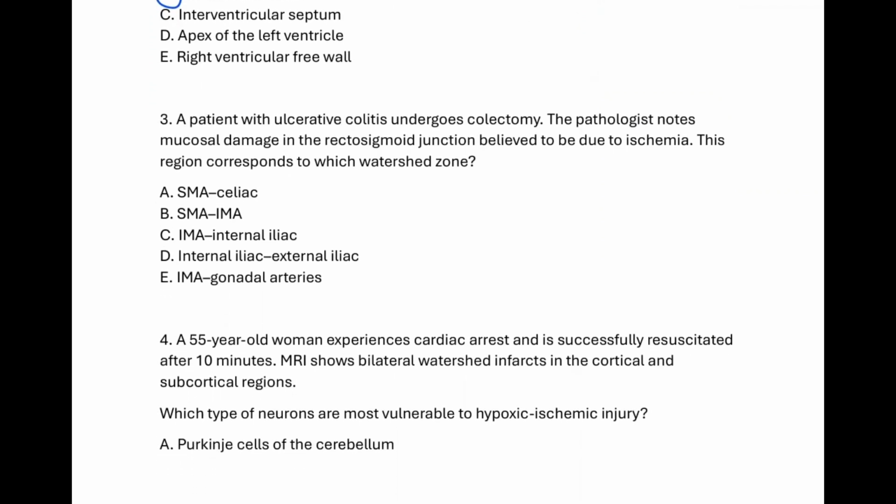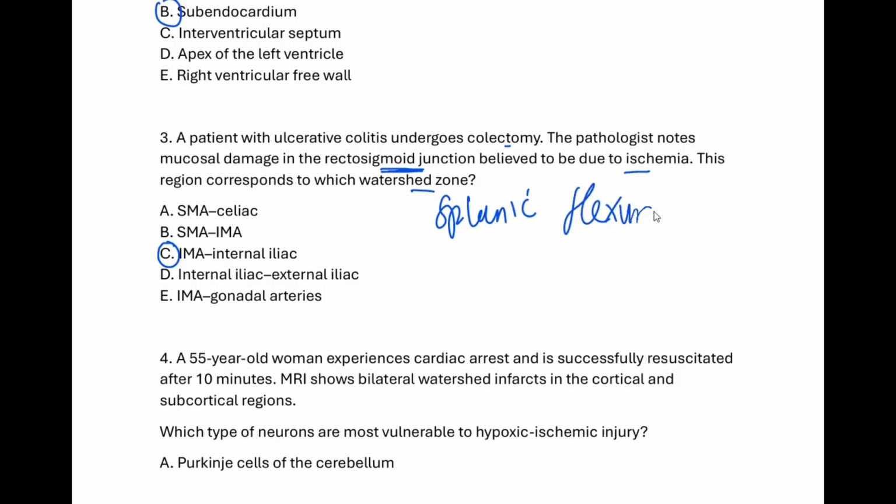A patient with ulcerative colitis undergoes colectomy. The pathologist notes mucosal damage in the rectosigmoid junction. Remember, that's one of the watershed areas in the intestine, and is believed to be due to ischemia. This region corresponds to which watershed zone? Very good. That's going to be the junction between the inferior mesenteric artery and the internal iliac. Remember, if it were the splenic flexure, then that would be the junction between the superior mesenteric artery and the inferior mesenteric artery.